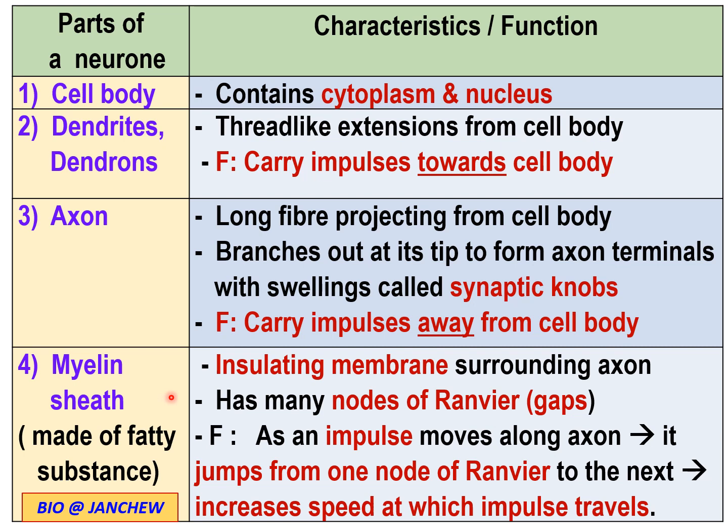Myelin sheath is very important. It's an insulating membrane surrounding axon made up of fatty substance. It has many nodes of Ranvier or gaps, and the function is, as an impulse moves along the axon, it will jump from one node of Ranvier to the next and increase the speed at which the impulse travels. So this is important, the function of the myelin sheath.